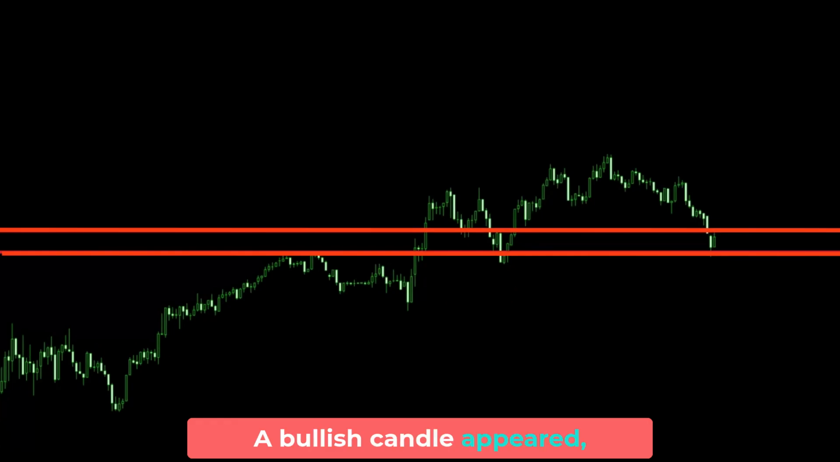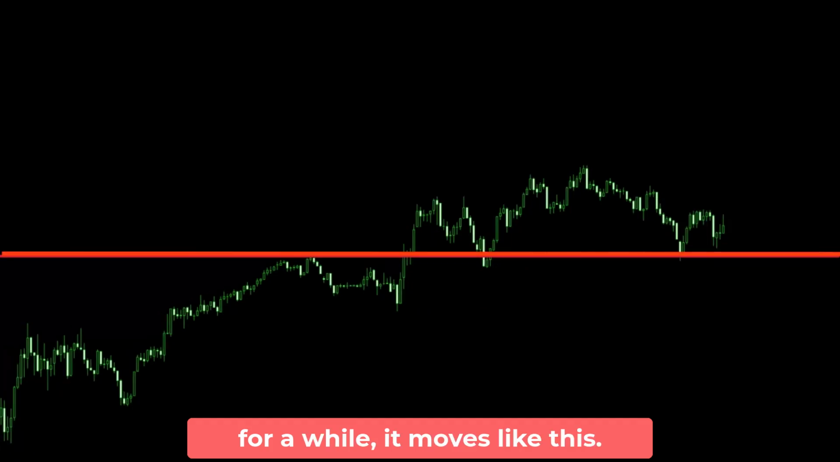Now, let's look at the next candlestick. A bullish candle appeared, so it's possible to think that it reacted at the 15-minute horizontal line. Therefore, a buy entry can be made on the next candle. However, in my case, I want to improve the accuracy of the entry, so I don't enter yet and wait a little longer. If it seems like it won't drop further, I'll enter. In this situation, if you watch the 5-minute chart for a while, it moves like this.